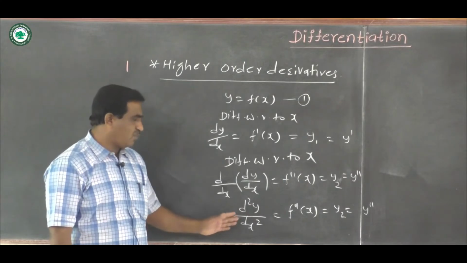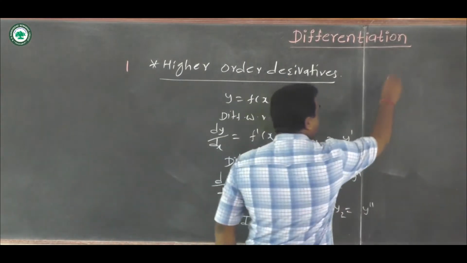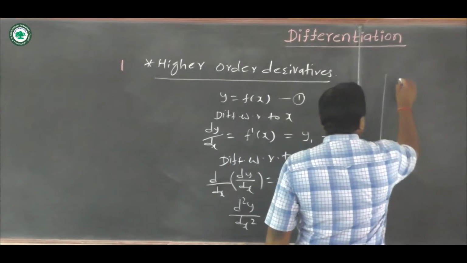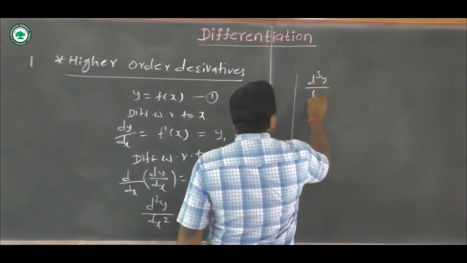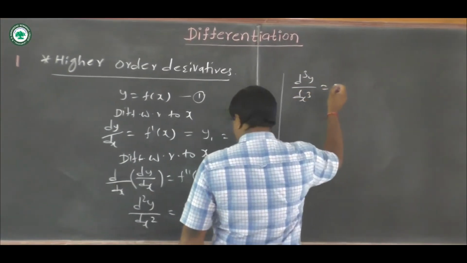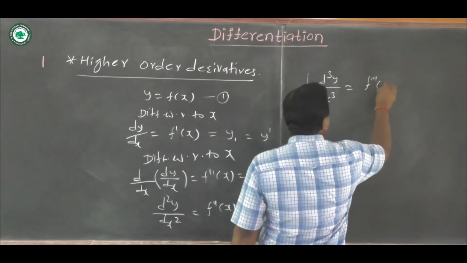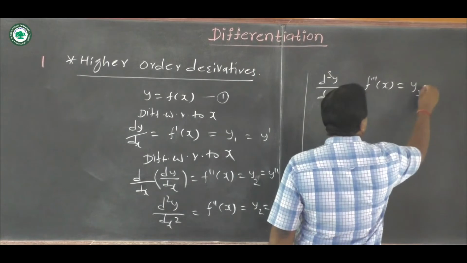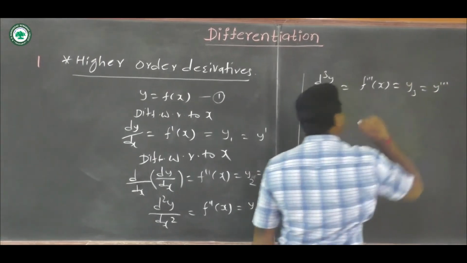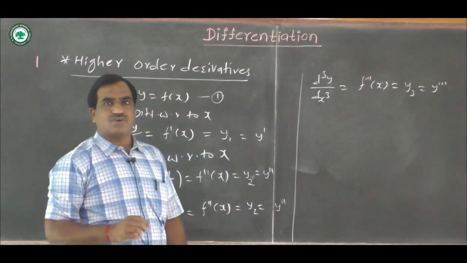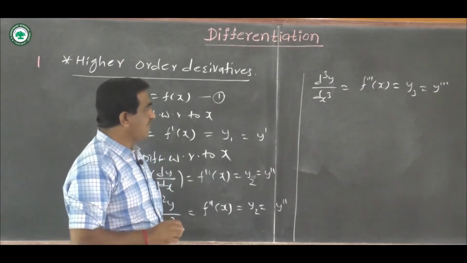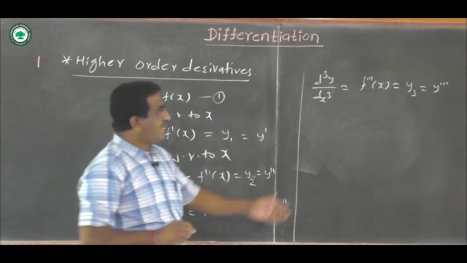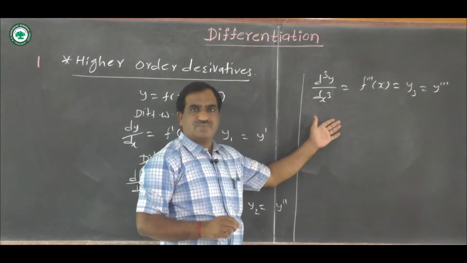If we take the derivative of this function, we can write the third order derivative, that is d cube y by dx cube is equal to f triple dash of x is equal to y3 or y triple dash. This is called the third order derivative. Okay, now continuing in this way, this is again a function. We can take the derivative of this function.